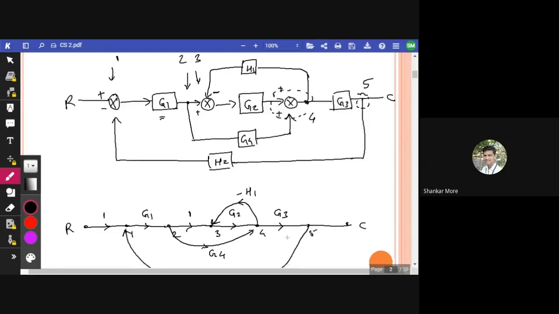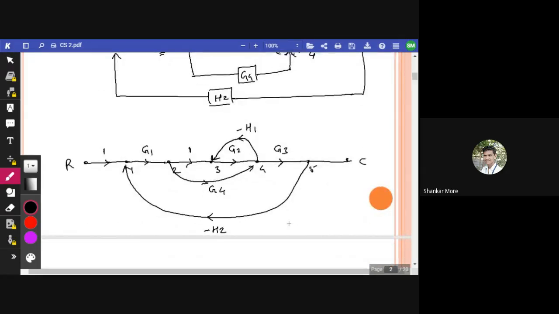So now we will learn the terminologies here. Between two nodes, if there is no gain, it means 1. This is called path gain. Not only this, G3 is also path gain, G2 is also path gain, minus H2 is also path gain. The gain between two nodes is called path gain.